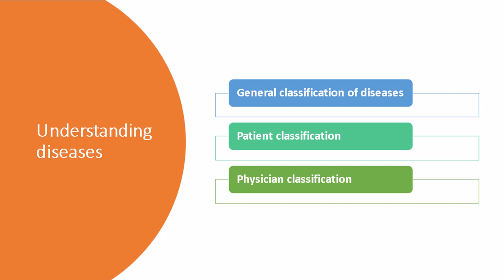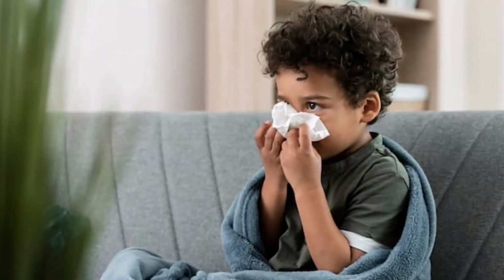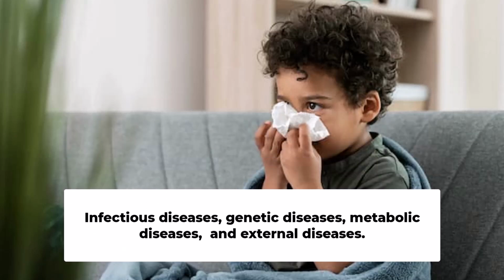This classification system categorizes diseases based on various aspects, such as topography, anatomy, physiology, pathology, etiology, juristic factors, epidemiology, and statistics. However, it's important to note that this classification is purely academic and has limited practical significance. Moving on to patient classification, which focuses on understanding diseases from the patient's perspective. It involves categorizing diseases into four main types: infectious diseases, genetic diseases, metabolic diseases, and external diseases.